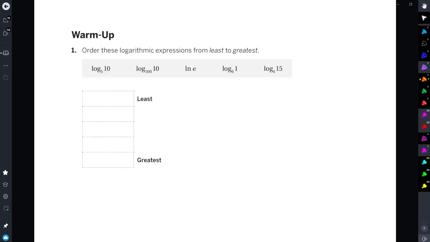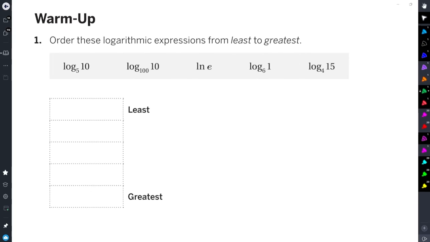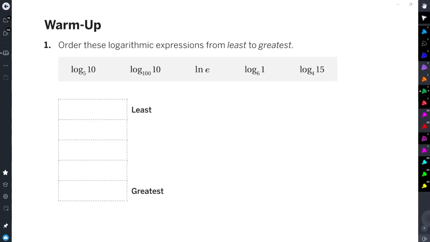Now, some of these we know, like an actual value, and it's a nice whole number. Others we're going to have to estimate. We're not going to use a calculator for any of this. So I'm going to start with log base 6 of 1. We know the log of any base of 1 is equal to 0. It doesn't matter what this base is. If it's log base anything of 1, this is 0. So I'm going to write that there.